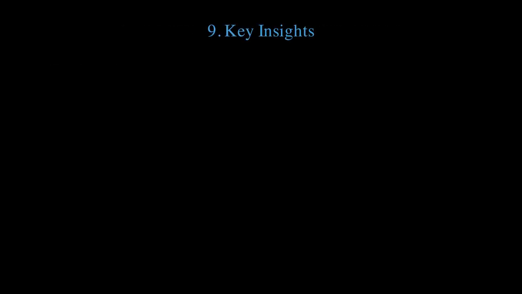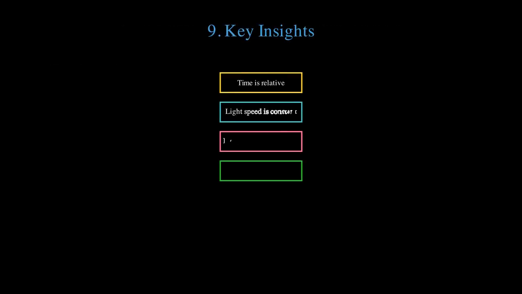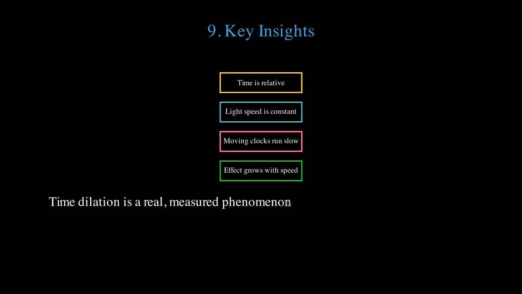Let's summarize the key insights about time dilation. Time is relative, not absolute. Light speed is constant for all observers. Moving clocks run slower, and the effect grows dramatically as speed approaches light speed. Time dilation is not science fiction. It's a real, measured phenomenon that we must account for in modern technology. Time dilation reveals that space and time are fundamentally connected, forming a unified spacetime. Special relativity teaches us that we live in a four-dimensional spacetime, not separate space and time.